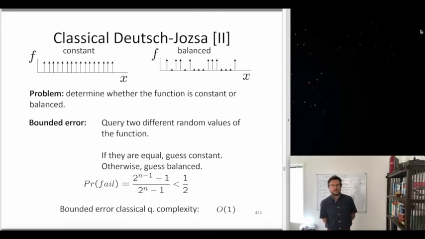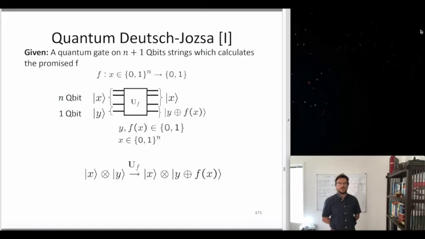So that's one thing to know. For the classical Deutsch-Jozsa, we can query two different random values. If we say we have a bounded error, we can just query two and guess it's constant if the same output is produced. If it's not, then we can guess the function is balanced. And the probability of failure, as it's written down here, is (2^(n-1))/(2^n) which is smaller than 1/2. Okay, so this is the bounded error classical query complexity.